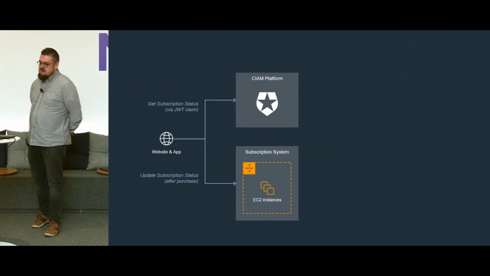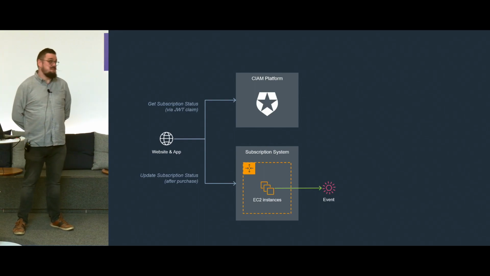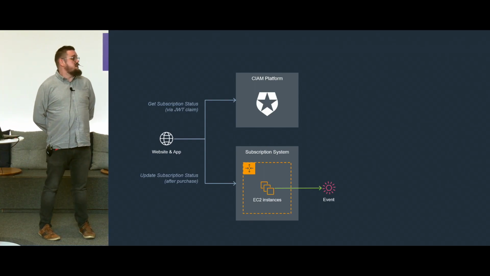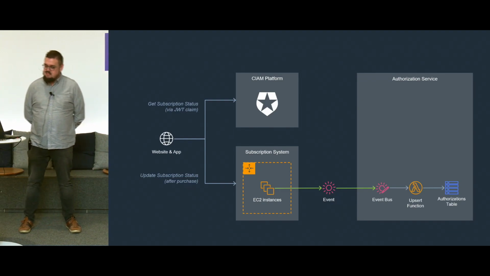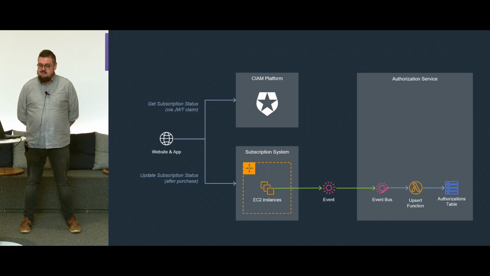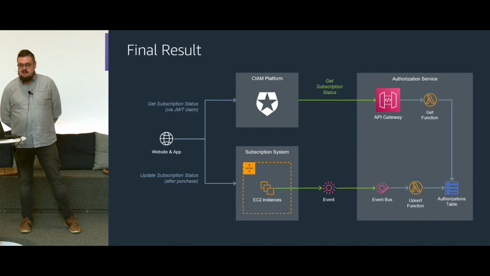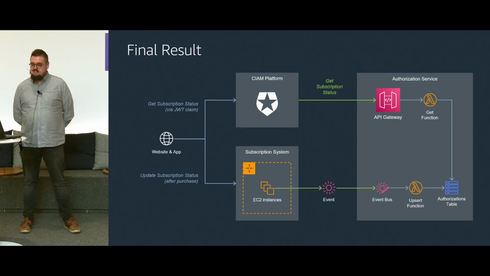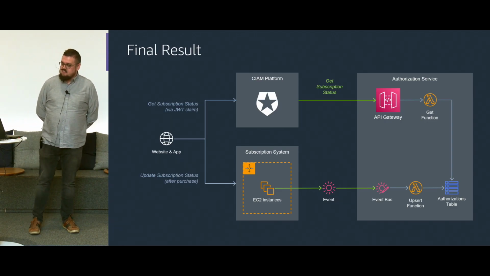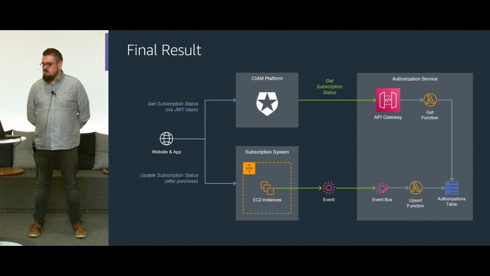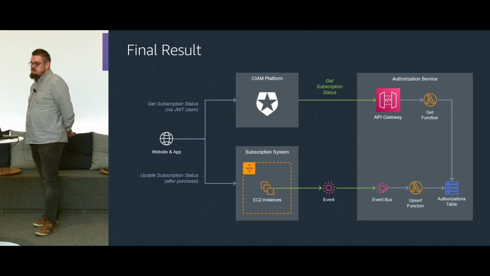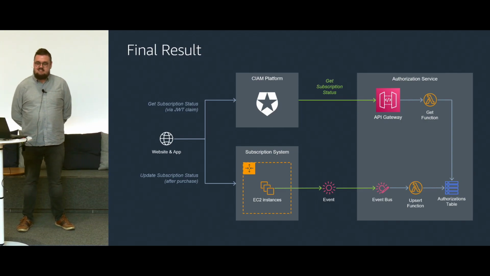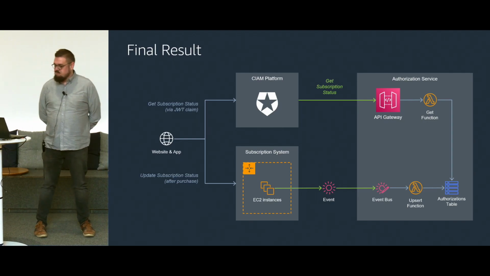So we kept this part, and instead, the subscription system sends an event. And once we get an event, it goes to an EventBridge event bus, and then Lambda picks it up and puts it in the DynamoDB table. And when the authentication platform needs to get the subscription status, it just queries an API gateway. Probably one or two of these lambdas are unnecessary these days, but this is the architecture that we did back in the day. And the good thing here is that these things scale independently. Of course, there's some eventual consistency, but that works for us in this use case.